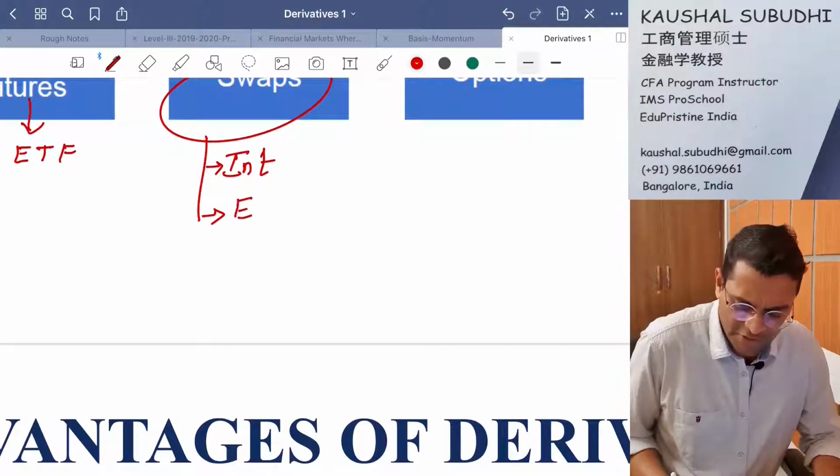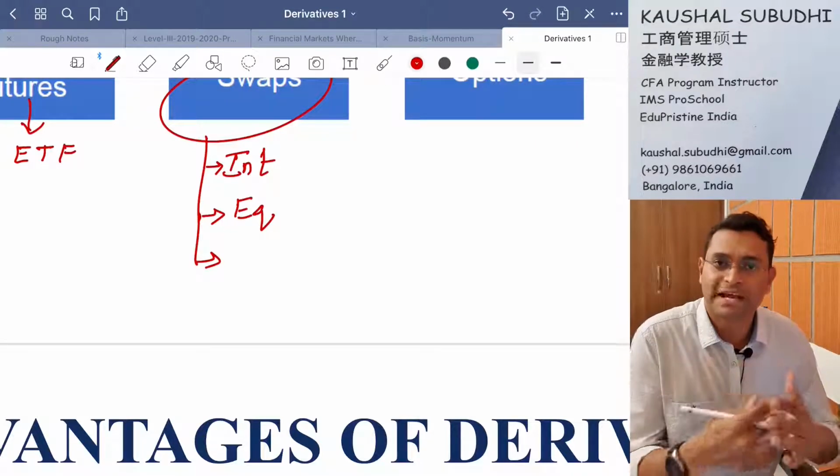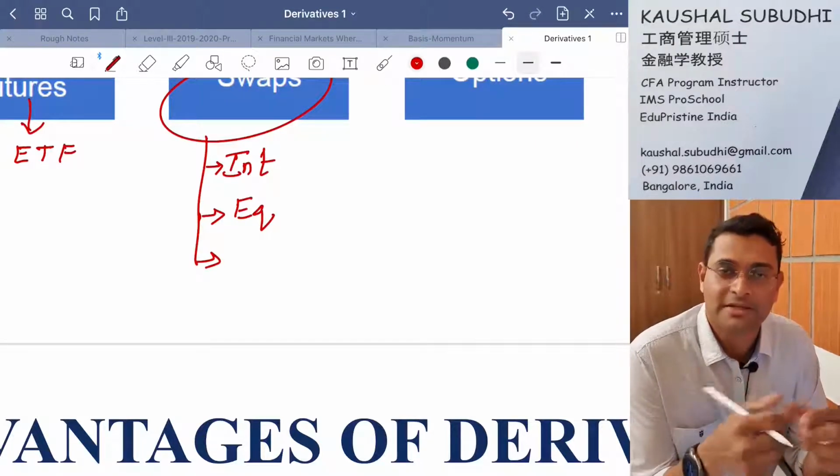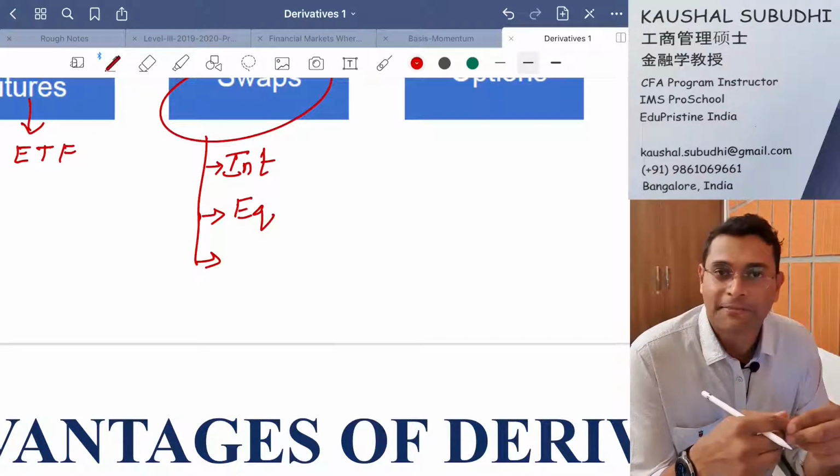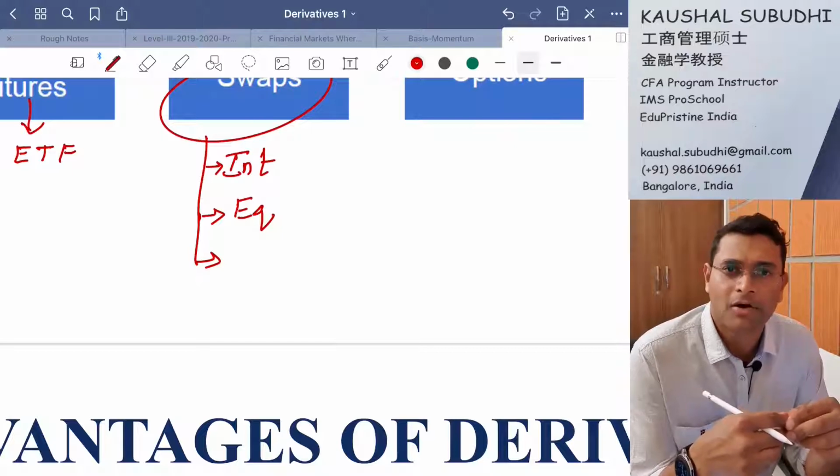Then what else are the different varieties of swaps? We have equity swaps, where you're afraid of the equity returns. You try to exchange your returns on the equity for the LIBOR rate. LIBOR is the London Interbank Offered Rate.